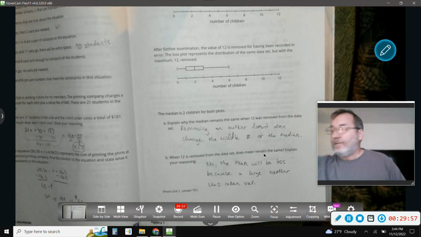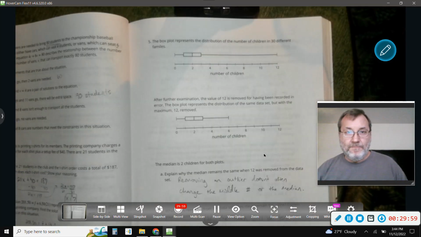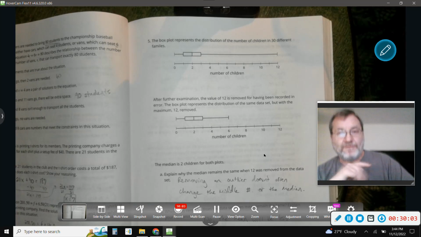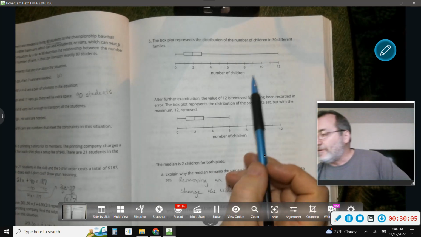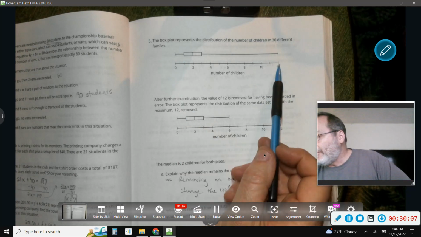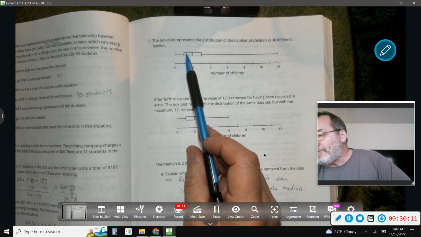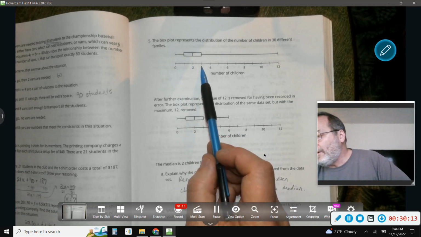Okay, so a little bit of review. The box plot represents the distribution of the number of children in 30 different families. So the number of children starts anywhere from 0 and goes all the way up to 12 kids in one family, with 50% of them represented between 1 and 3.